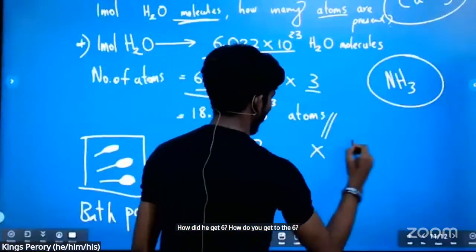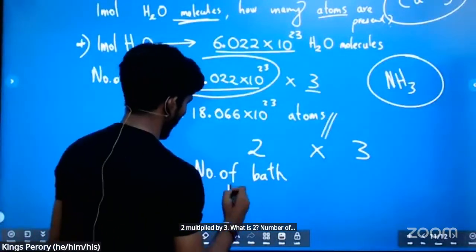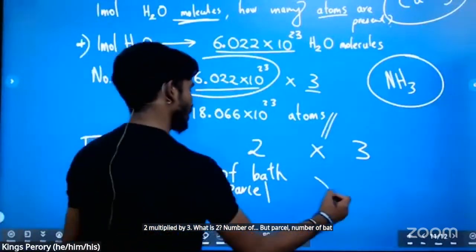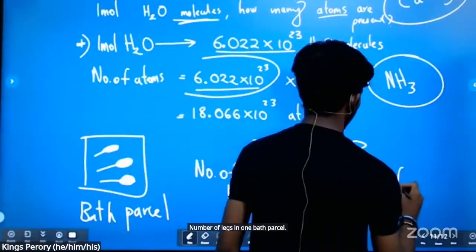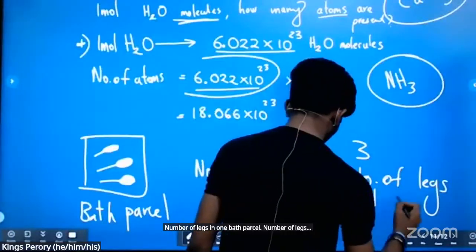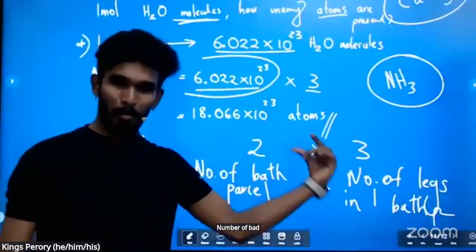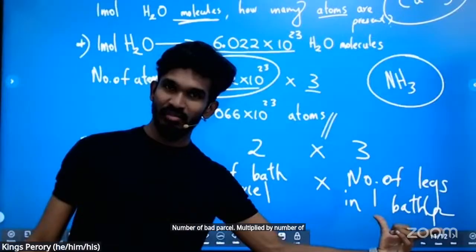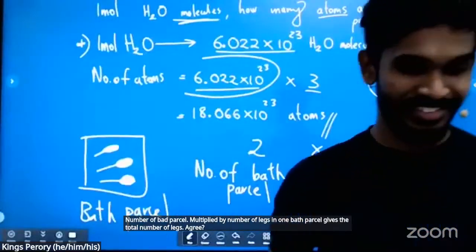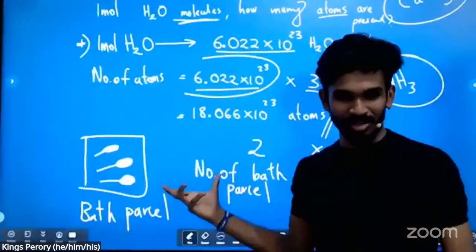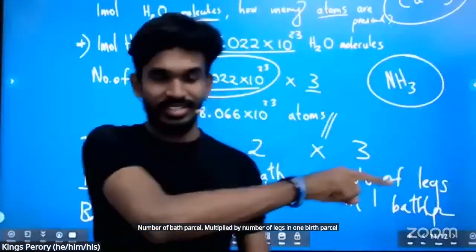2 multiplied by 3. What is 2? Number of bath parcels. What is 3? Number of legs in one bath parcel. Number of bath parcels multiplied by number of legs in one bath parcel gives the total number of legs. Agree?